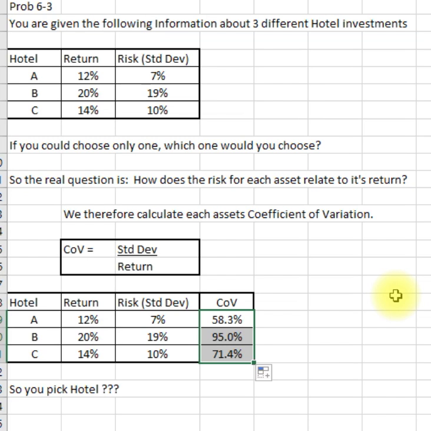So if I was only getting 1% of return from each one of those projects, I would recognize that the least risk one would be hotel investment A. Okay, so the answer, of course, is A.